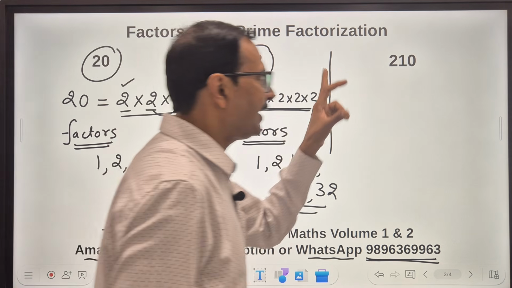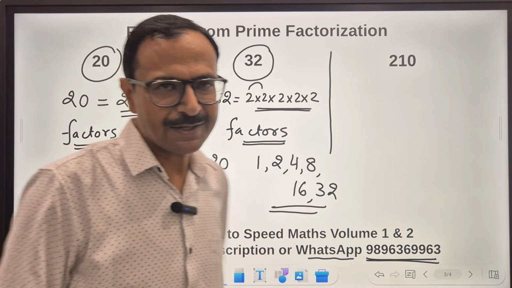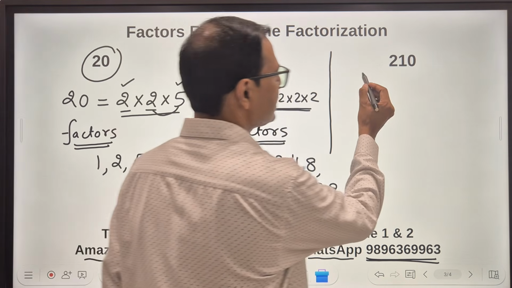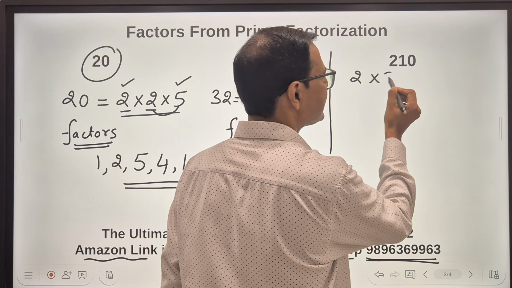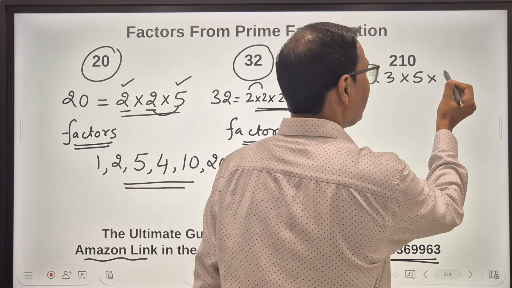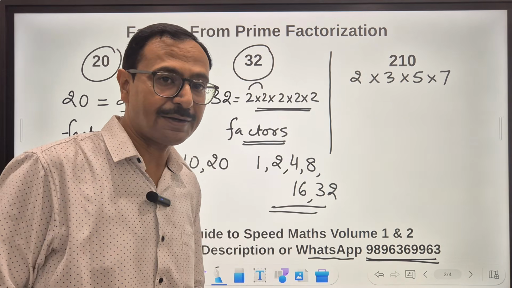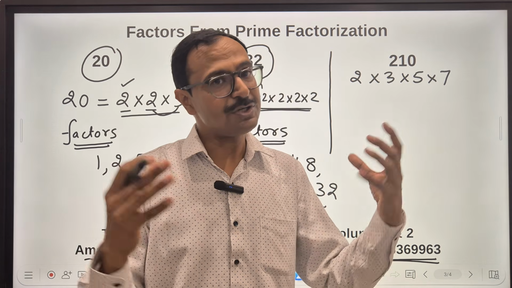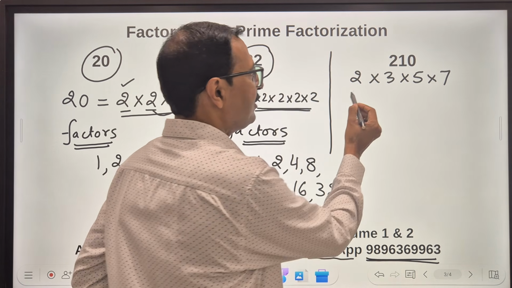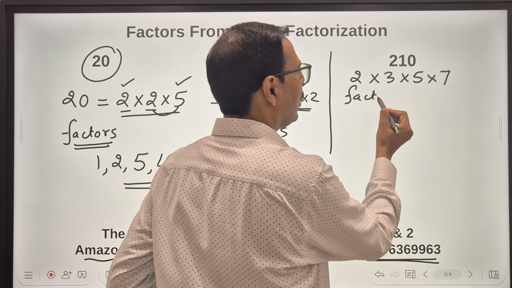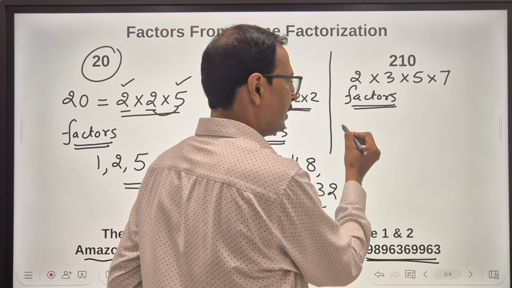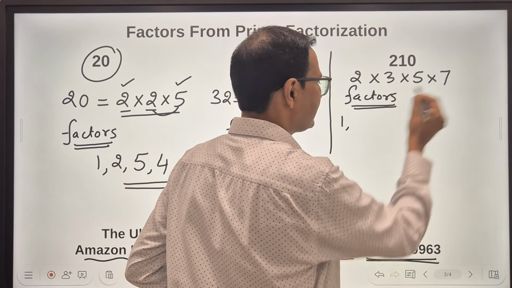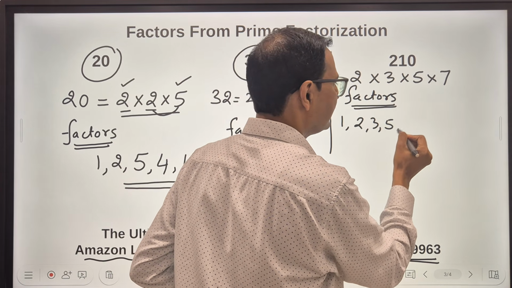Now 210. What are the factors of 210? The first thing is we should know how 210 is prime factorized. So it is 2 times 3 times 5 times 7. Now whenever you have different prime factors, it becomes all the more difficult to list down all the numbers which divide 210. But if I have to list down, I will always start with 1 and then write the individual numbers. So 1, and 2, 3, 5, 7.